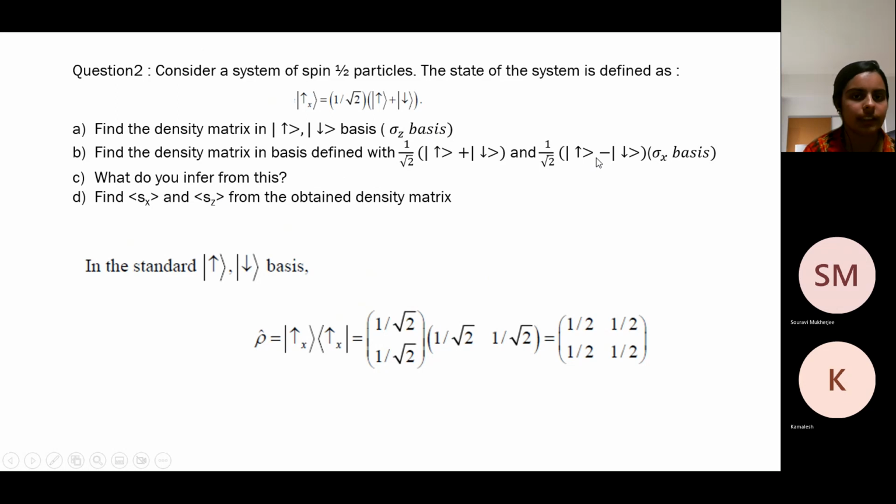So now, if you look at this basis vector, these are the two basis vectors in terms of which you are defining your density matrix. And your given state is this. So if you look at the basis vectors and if you look at the state, what does that mean? What does that mean physically? Are you understanding the question? Yes. Okay.